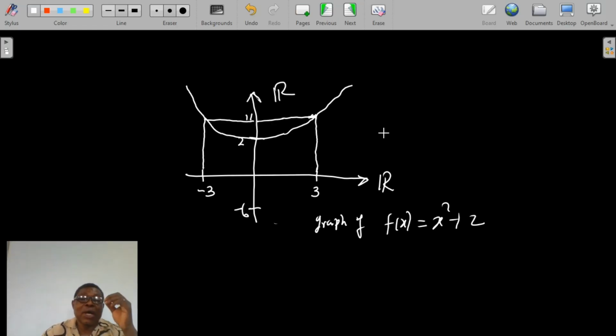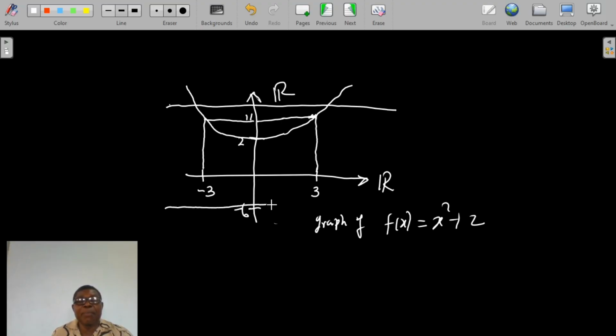And why is it not one-to-one? It is not one-to-one geometrically because given a horizontal line, it cuts this horizontal line, for instance, at more than 1 point. It's not onto because there are horizontal lines that the curve did not even touch. For instance, this horizontal line that passes through minus 6, the curve does not touch it. So the curve does not cut it, and therefore there is no element in R that is mapped to minus 6.